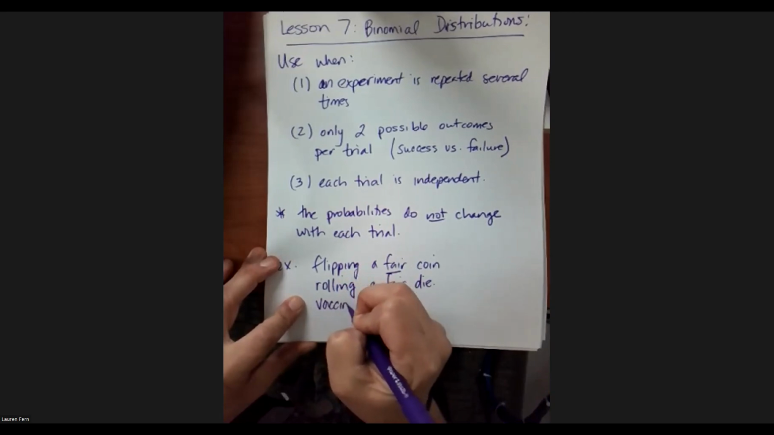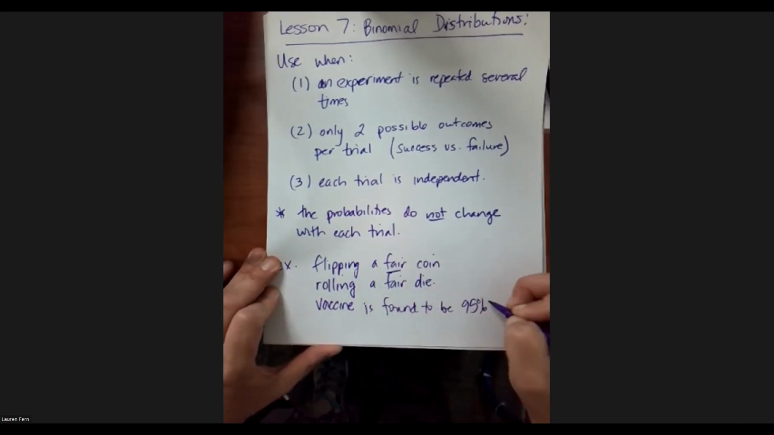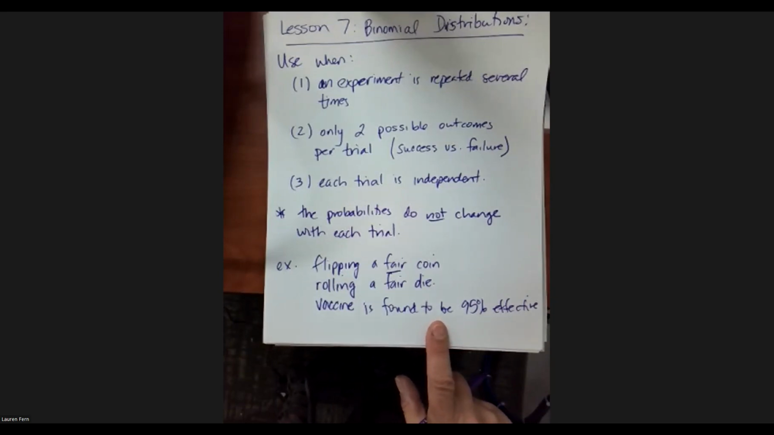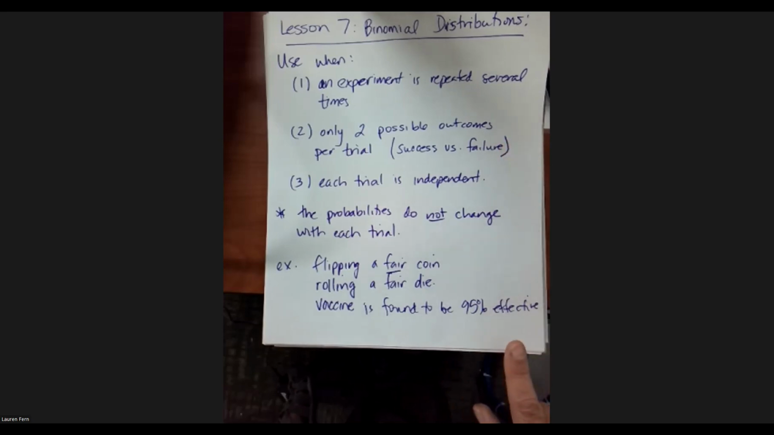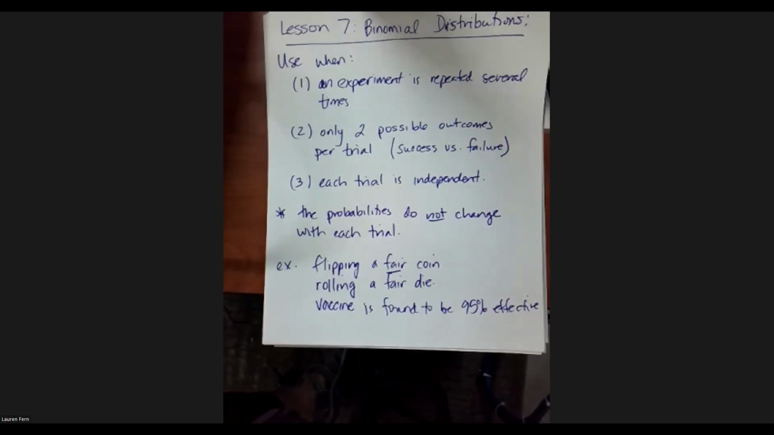Suppose you're told that a vaccine is found to be 95% effective. I claim this is a situation in which we would use binomial distributions to compute these. Okay, why? Well, each time you give the vaccine to somebody, that's considered an experiment. You can give the vaccine many times. There's only two possible outcomes. Either it's effective or it's not effective. And presumably, whether or not the vaccine is effective for one person is independent as to whether or not it's effective for another person. Okay, so these are all some really classic examples of binomial distributions.